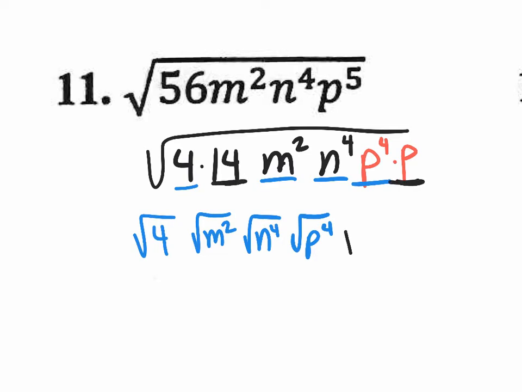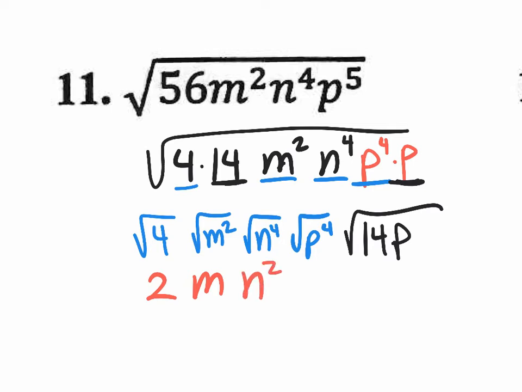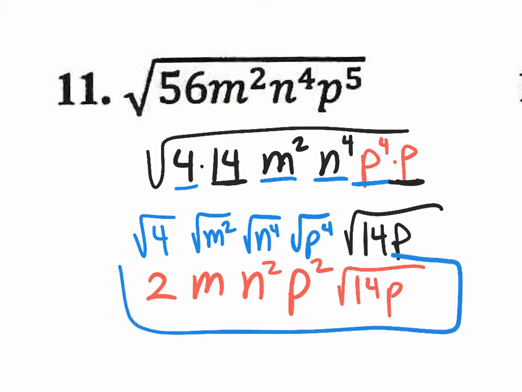Now, let's go in and actually finish this problem. The square root of 4 in front, that is 2. The square root of m squared, that's just m. The square root of n to the fourth, that's just n squared. And also p squared. And the square root of 14p, we're just going to leave it. So that is your final answer. Could you have done it differently? Absolutely. You could have broken up all the roots right from the start if you wanted to.